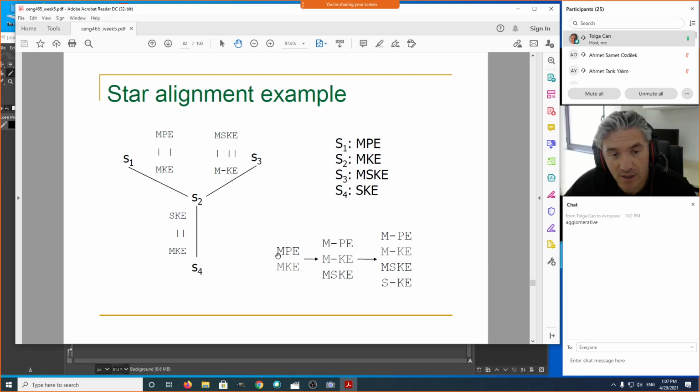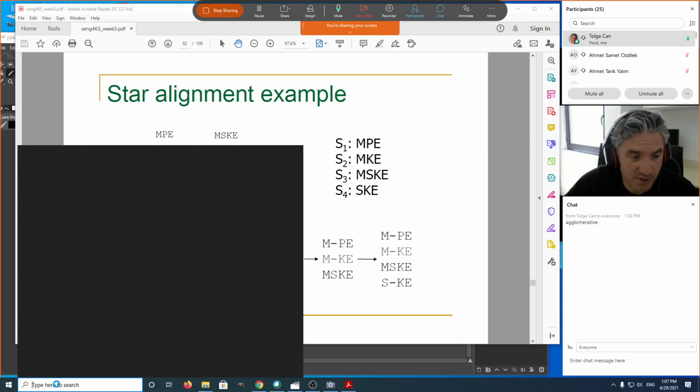All we do is we start with one of those alignments and add the new alignment. So here S2 is MKE, so MKE aligned with MPE, we start with that one with no gap. Then when we add MSKE, the alignment of S3 to S2, when you put the MKE, MSKE alignment, MSKE is put like this, and there's a gap here. When this gap is introduced here, if there was no gap in the previous case, it's introduced in all the other sequences. So the previous alignment, MPE aligned to MKE, is still the same alignment.